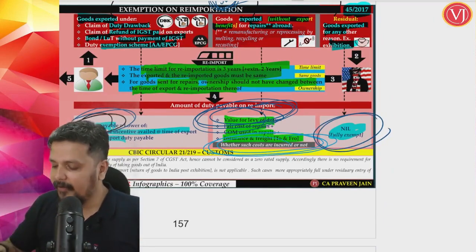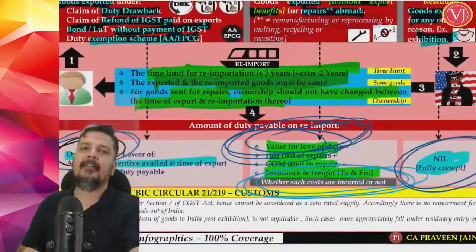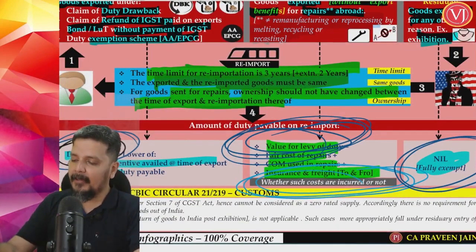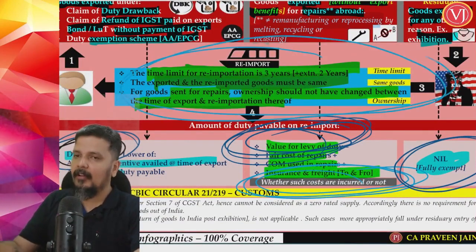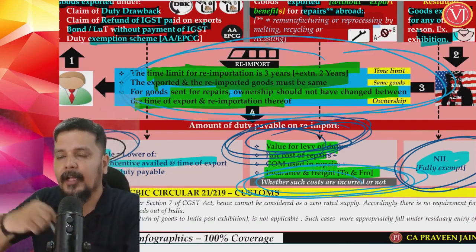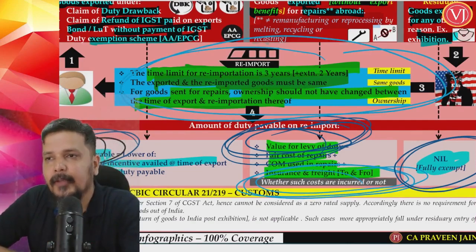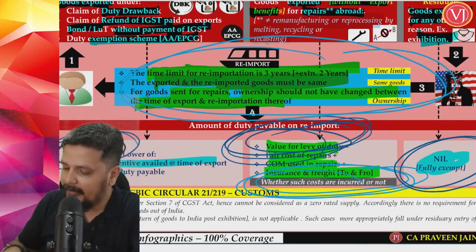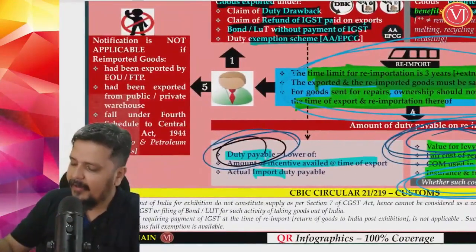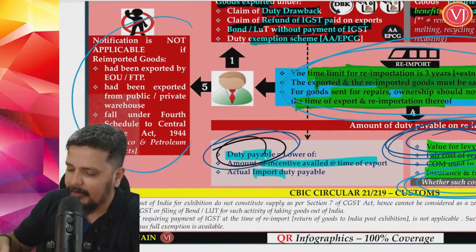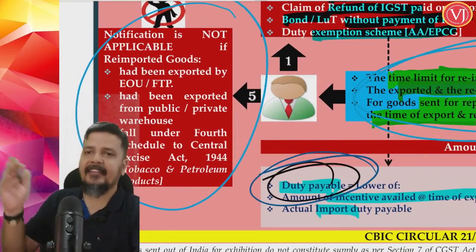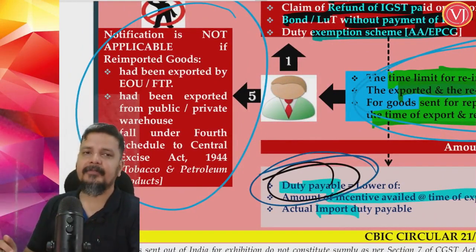But please understand that whether it is situation 1, 2 or 3, there are common conditions. What are the common conditions? The moment it goes outside, it should come back within 3 years plus 2 years extension. Owner should remain the same, goods should remain the same. And any of these three benefits, whatever exemptions we have discussed, will not be applicable in certain cases.